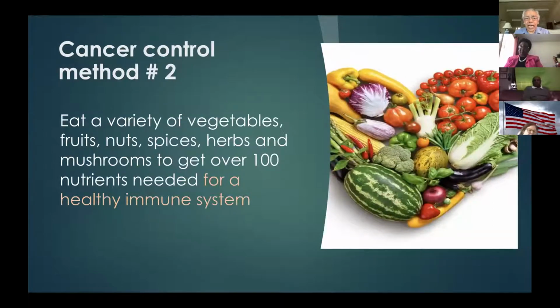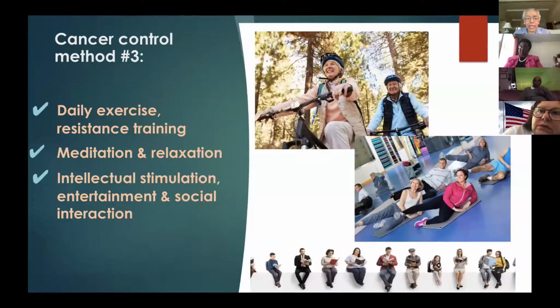Second, eat a variety of vegetables, fruits, nuts, spices, herbs, and mushrooms. We need over 100 different nutrients for a healthy immune system. Third, daily exercise, meditation, relaxation, intellectual stimulation, entertainment. These are all necessary to keep your body and mind active and healthy.